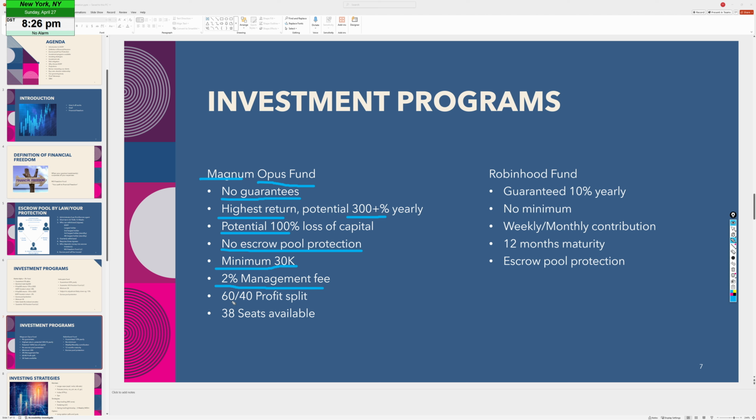And we take a 2% management fee, okay? And if we made money for you, let's say we made $100,000 for you, okay? It's going to be a split profit, meaning you will get $60,000. $40,000 is our split, okay? And for this fund, for the time being I'm only going to accept 38 seats, okay? 38 seats. When it's full, I'm just going to close this fund.